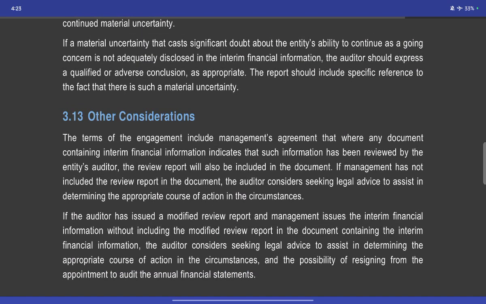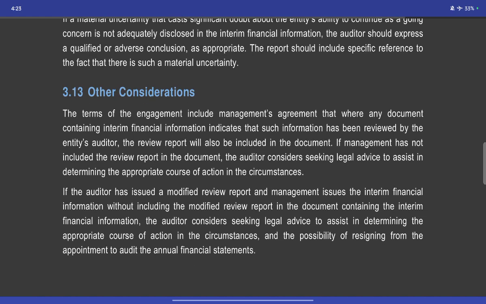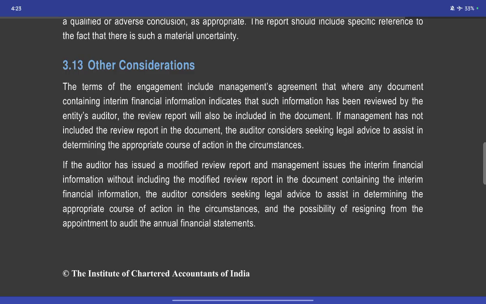If a material uncertainty that causes significant doubt about the entity's ability to continue as a going concern is not adequately disclosed in the interim financial information, the auditor should express a qualified or adverse conclusion as appropriate. The report should include specific reference to the fact that there is a material uncertainty.